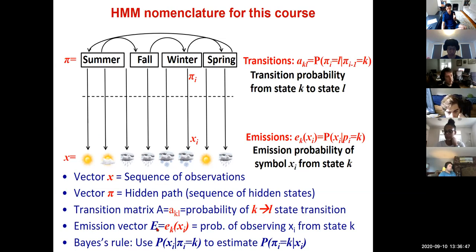The emission vector is basically... the transition matrix tells you from every state to every state. So this is a k by k matrix from all states to all other states. And then the emission vector is the probability of observing each of the characters from a state k. And again, it's a matrix because it gives me a vector for each of the states, but a set of vectors makes a matrix. Okay. And what we're going to be using is Bayes' rule to estimate what is the probability of my hidden state given my observation. But our generative model is only going to have these forward probabilities, which are going to be telling us what is the probability of emitting each of my characters given my hidden state.